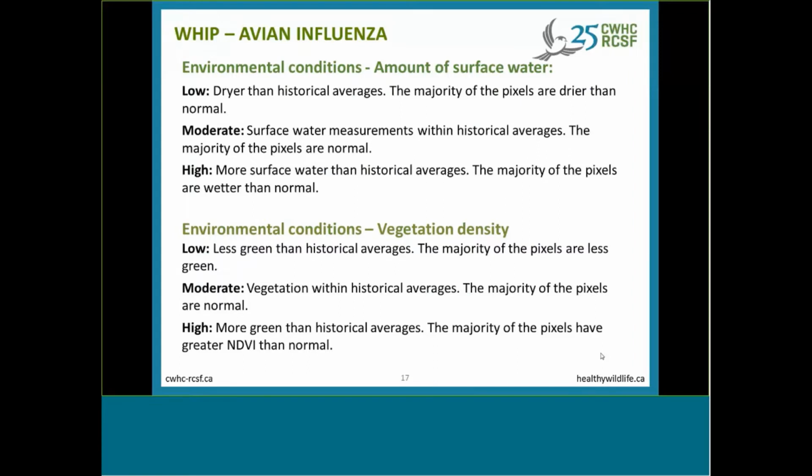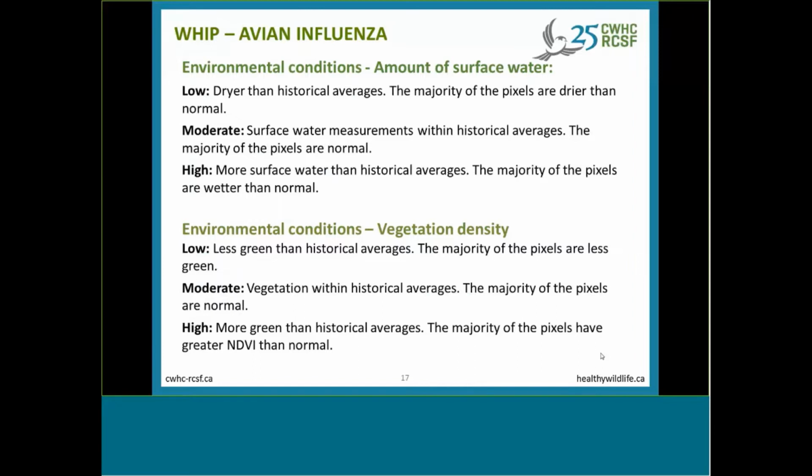Amount of surface water, and we used soil moisture as a proxy for surface water. So surface water is important for bird presence as well as virus survival. And we used an anomaly map and compared each week to the 30-year average for that week. So at the low threat level, the majority of the pixels were drier than normal, and that was like 5% drier or more. Moderate was within 5%. The majority of the pixels were within 5% of the historical averages, and high was wetter than normal. So the majority of the pixels were more than 5% wetter than normal.